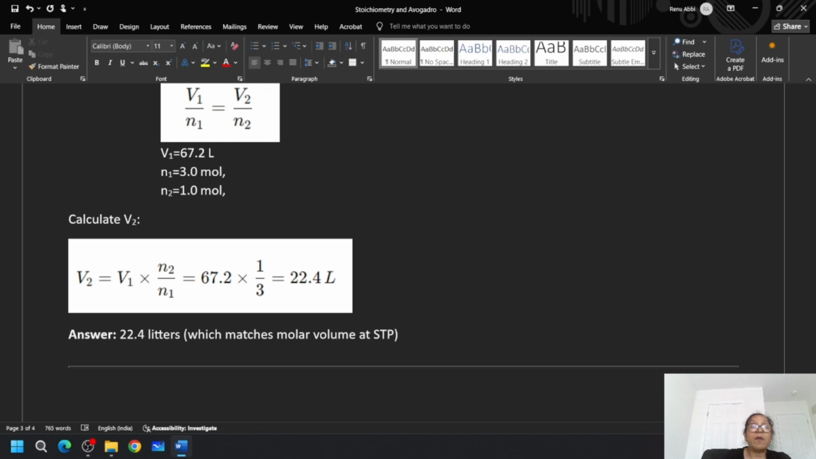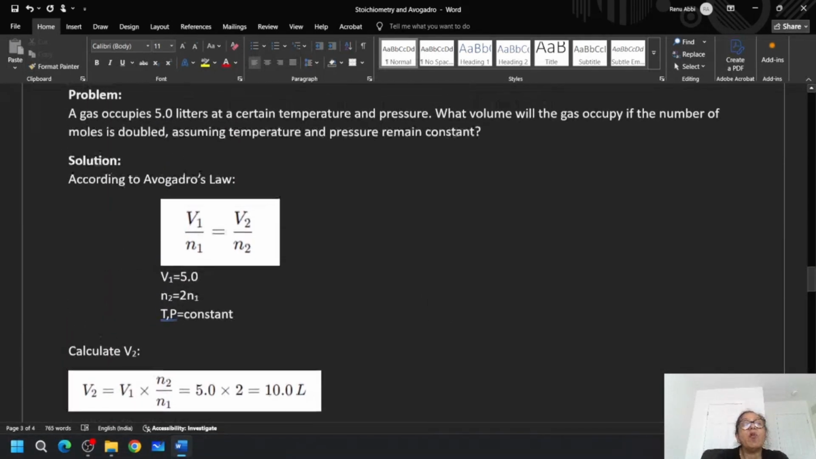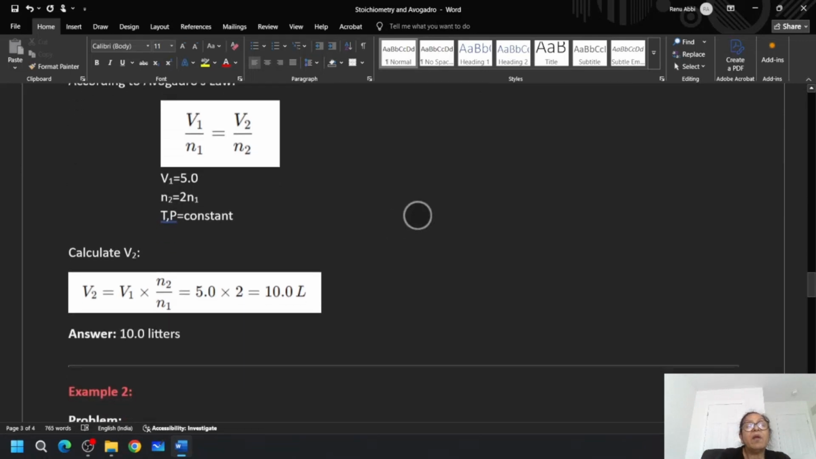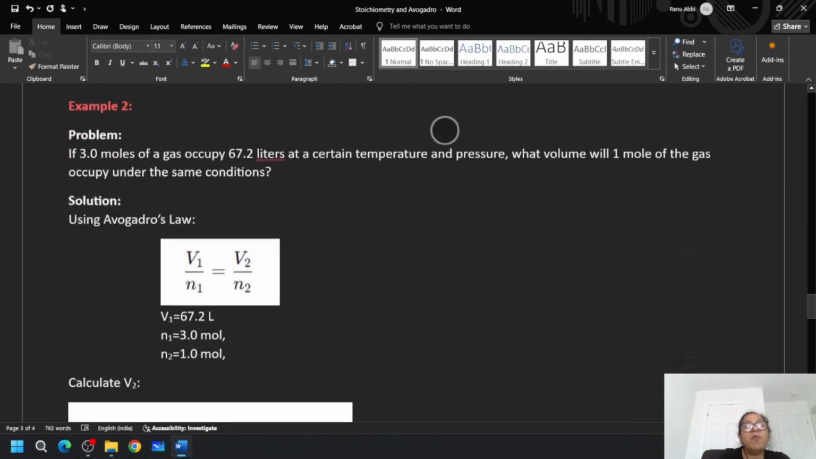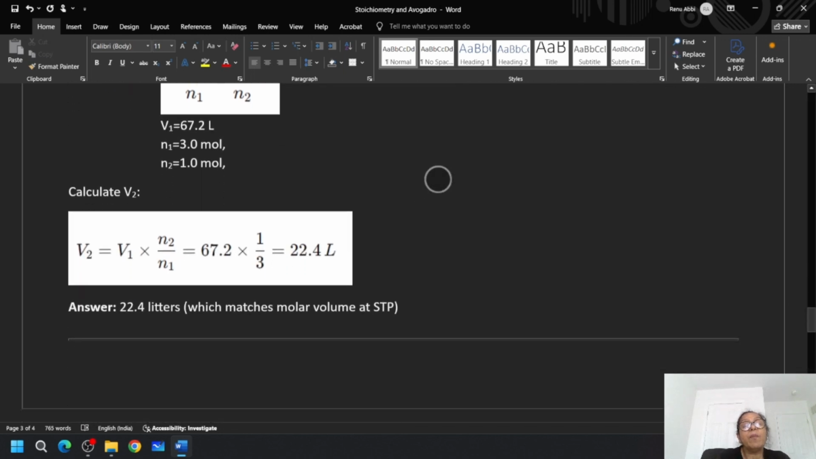So what you are seeing in these equations is, if we double the moles, the volume is going to be doubled. If we keep one third of the moles, the volume is also going to be one third.